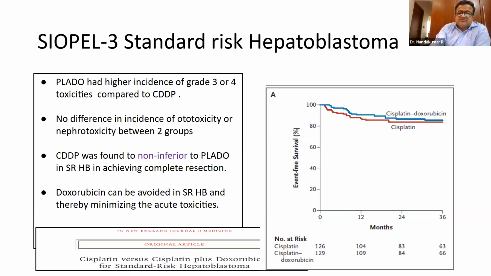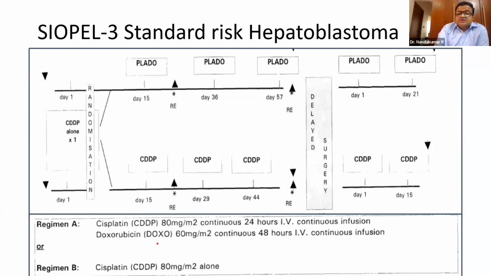I know some centers still give PLADO for treating standard risk hepatoblastoma, which is still not wrong because ultimately there's not much of a difference in terms of toxicity profile as well. But however, if you could avoid doxorubicin, it is well and good. So the current practice is to use single agent cisplatin, which is given every 2 weeks.